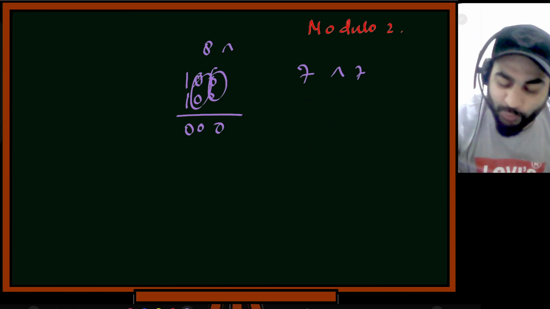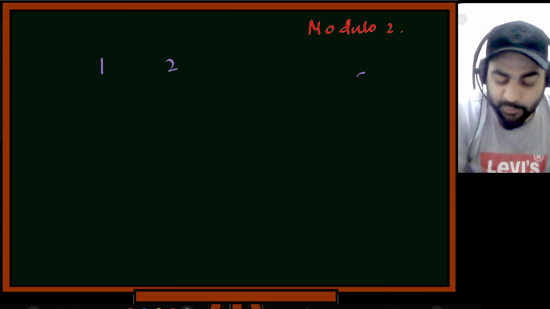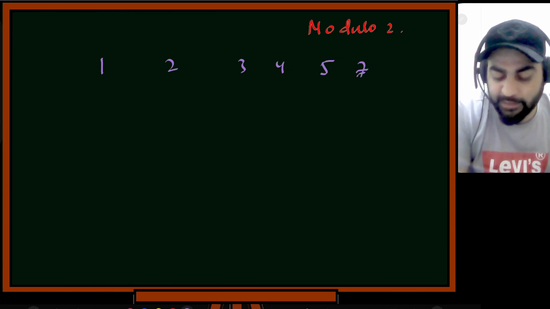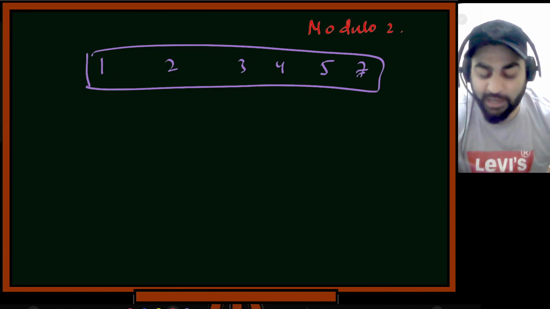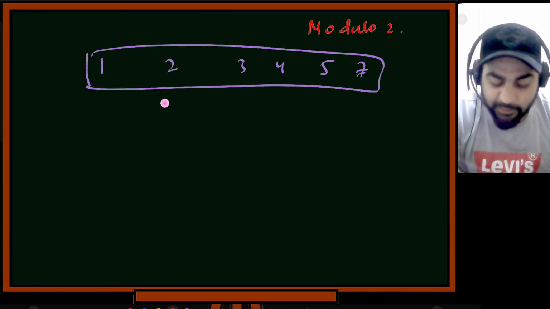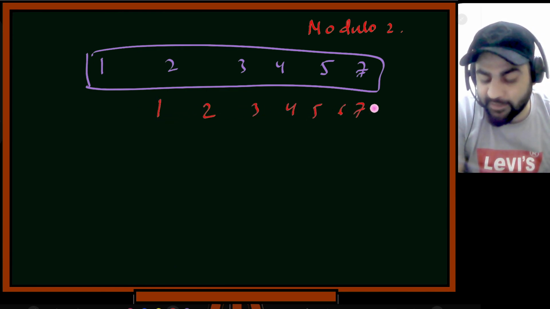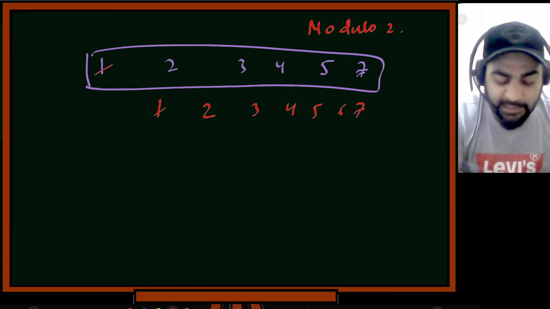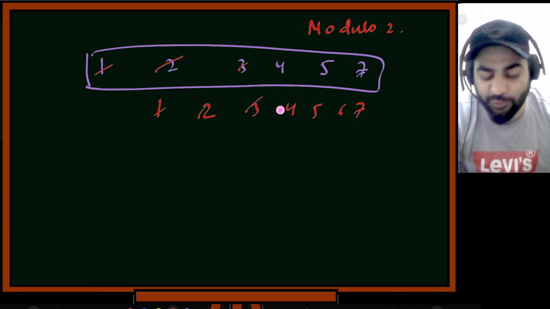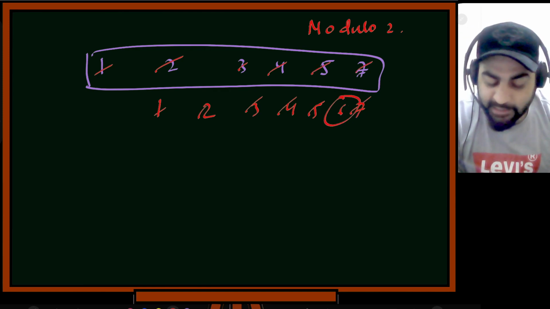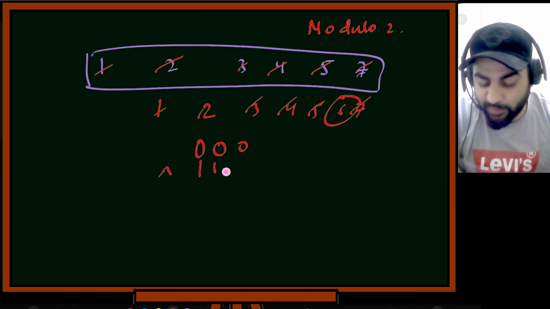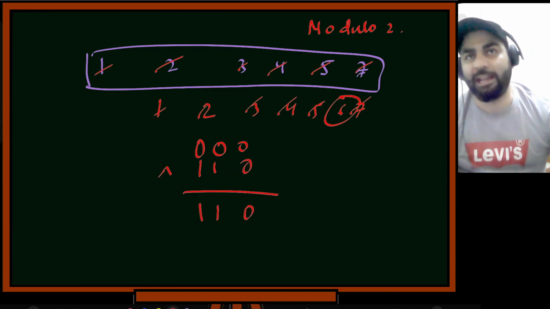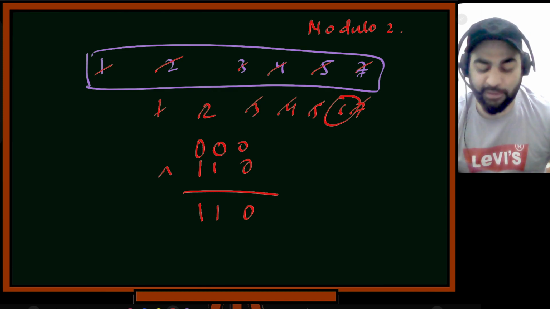Now I'll use this XOR operation to solve this. I have 1, 2, 3, 4, 5, 7. Let's suppose 6 is missing. So I'll XOR with 1, 2, 3, 4, 5, 7, and then XOR with 1, 2, 3, 4, 5, 6 and 7. I'll XOR with everything. So this 1 will cancel out, this 2 will cancel out, this 3, 4, 5 and 7 will cancel out. Only XOR of 6 will remain. If all gets neutralized, we'll be left with 0, 0, 0, then XOR 6. XOR 6 is 1, 1, 0, so we'll be left with only 6. If you XOR any number with 0, it is that number. So that's how I'll get this number.